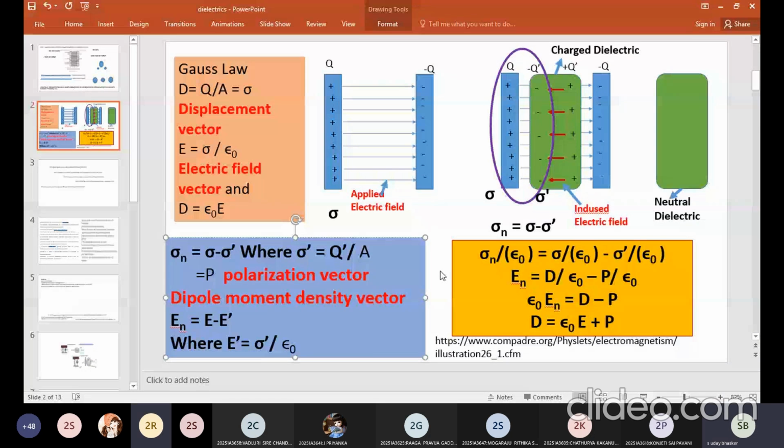The dipole moment is charge into the distance between them. Yes, good. So dipole moment density will be dipole moment by volume. So charge into distance by volume, and volume means area into distance. Excellent. Srija, very good.